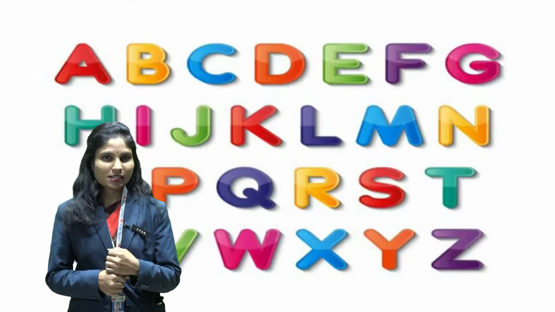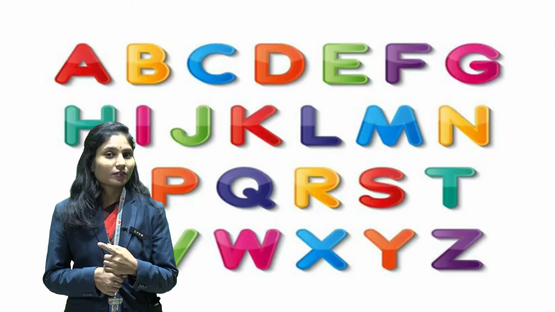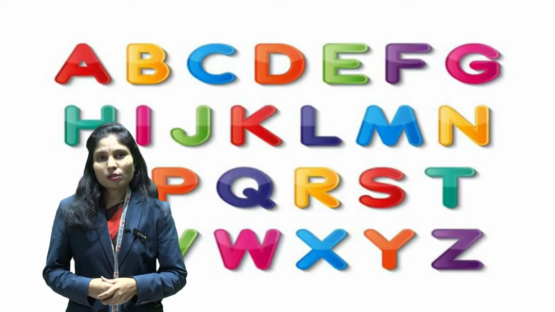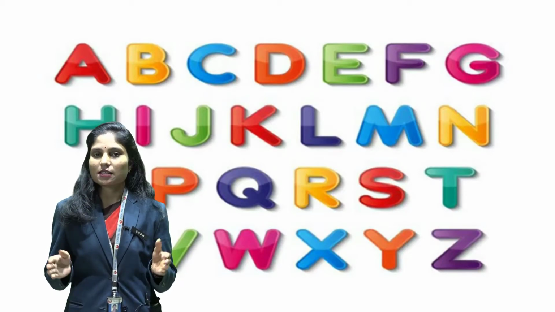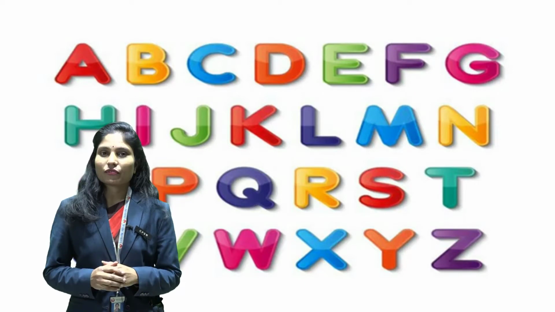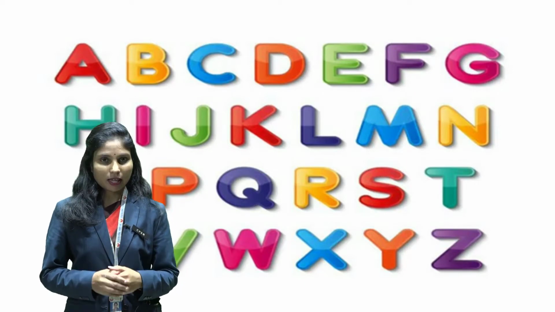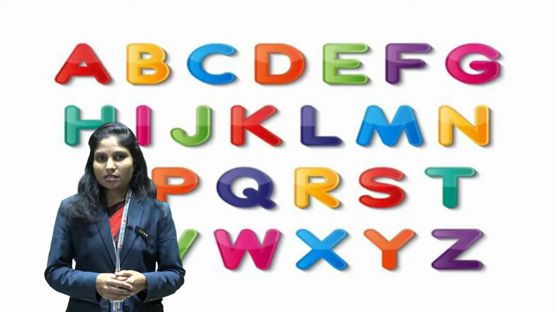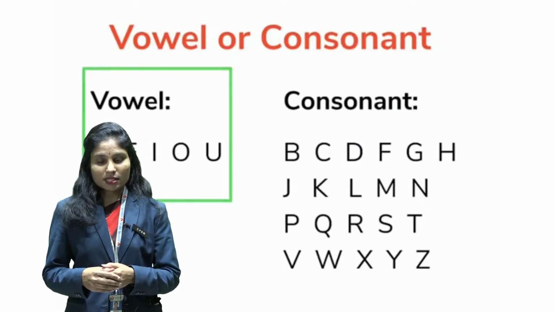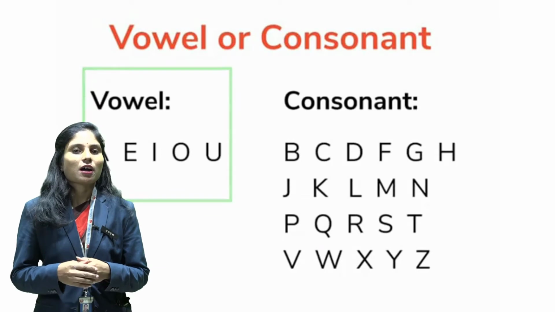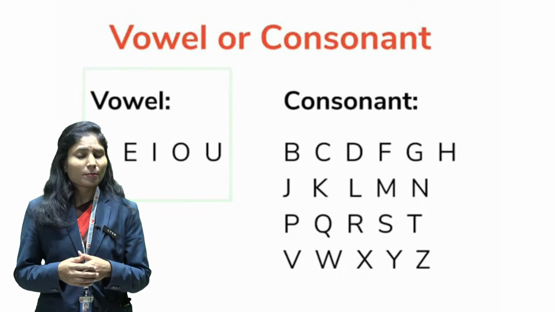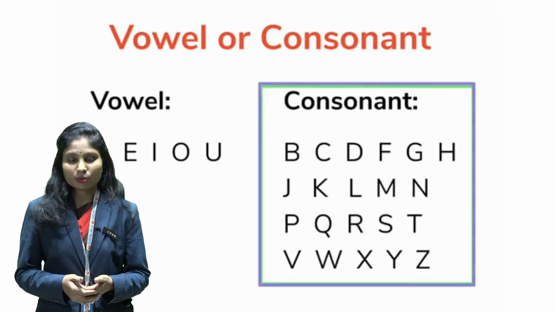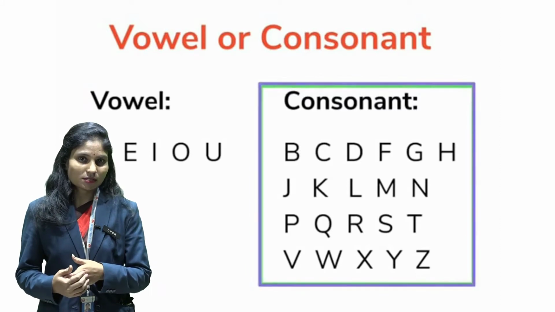Children, we all learn alphabets through alphabet rhyme. A, B, C, D, E, F, G, right? We all know that there are 26 letters in the English alphabet. Out of these 26 letters, A, E, I, O, U, these 5 letters are called vowels and the remaining letters are called consonants. But suddenly why am I talking about vowels and consonants?